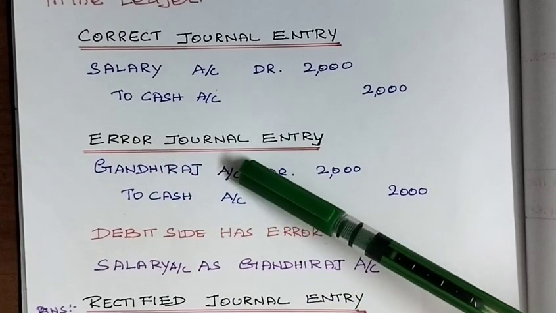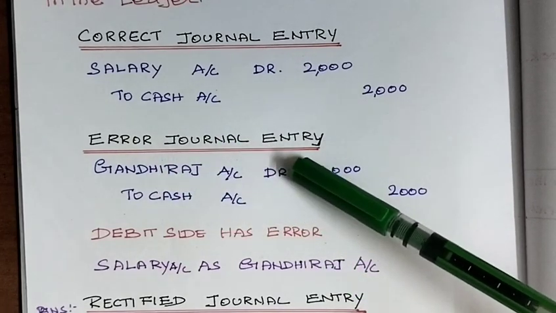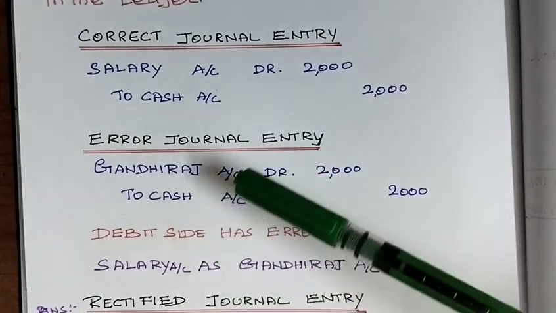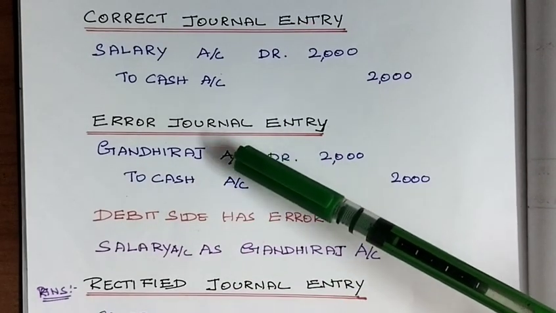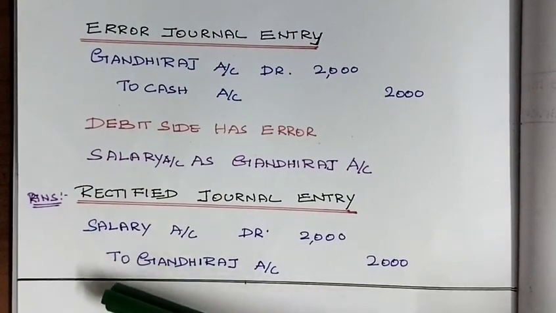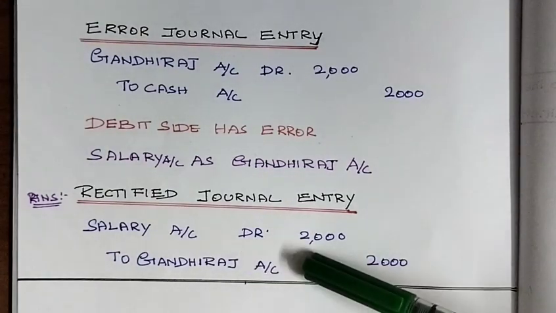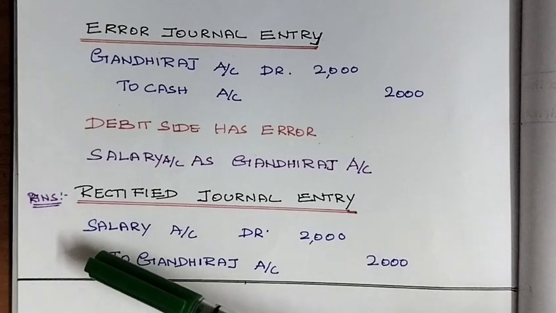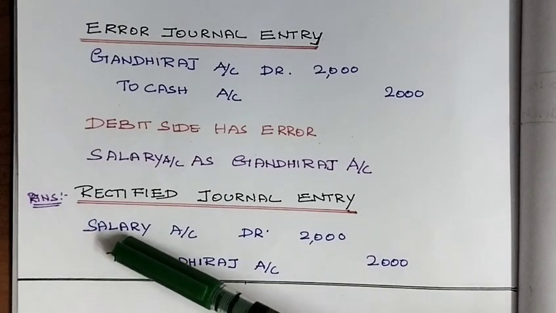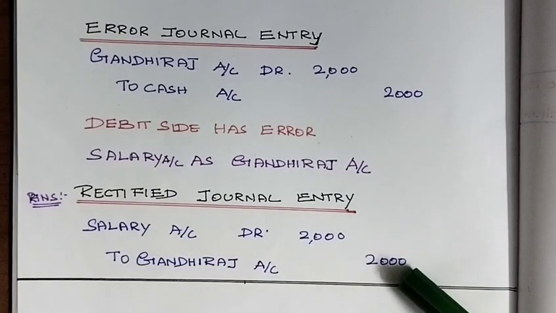So where is the Gandhiraj account? The Gandhiraj account is on the debit side. So what do we have to do? We have to credit it only, and the error will be rectified. So now we credited the Gandhiraj account: to Gandhiraj account 2000 rupees. Now the error is rectified. What is the journal entry for the rectification of the error? Salary account debit 2000 rupees to Gandhiraj account 2000.